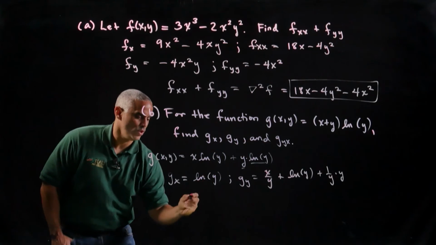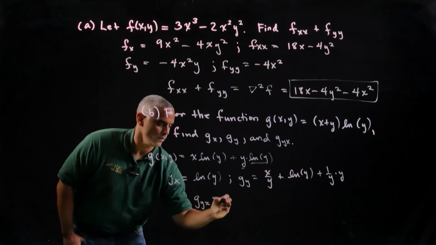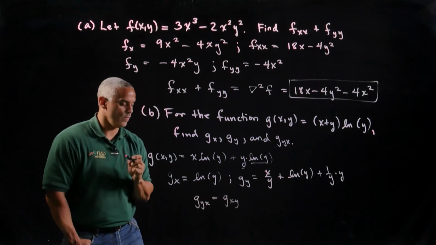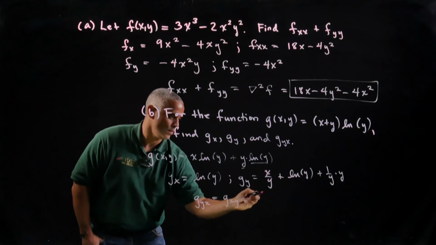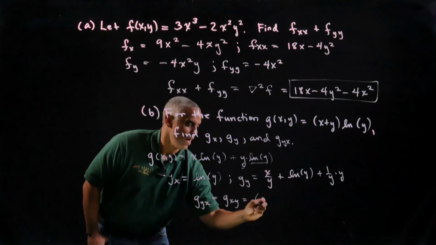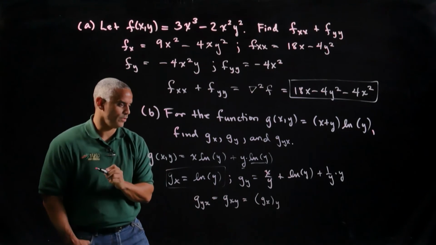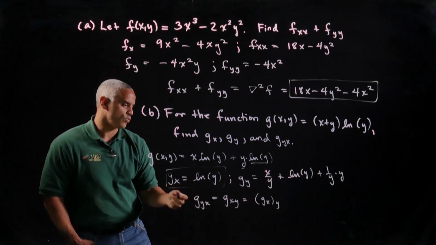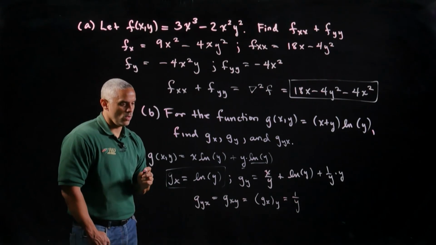Finally, I need to find gyx, which is basically the same as gxy for mixed partials. And you can see it's a lot easier to find gxy than it will be to find, say, gyx. So what I'll do is I'll just take the y partial of gx, because my gx term is actually pretty simple. And if I take the y partial of it, I just get 1 over y.